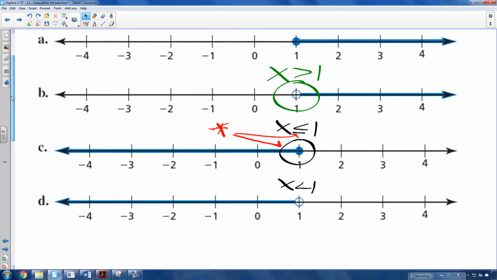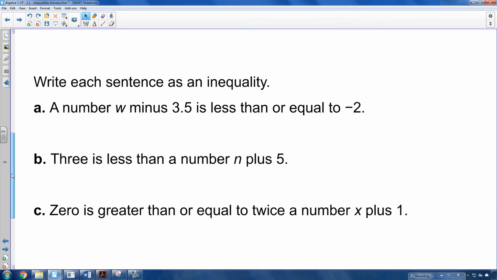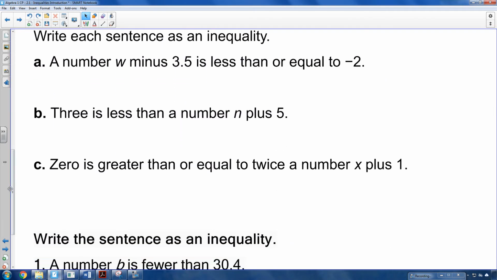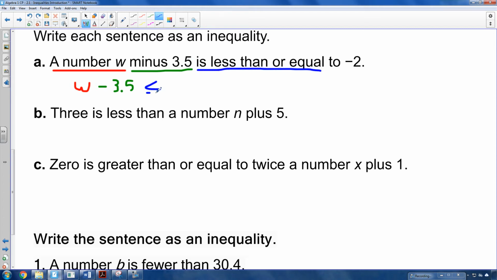Now, writing the sentences from words. A little more challenging, I would say, but not too bad if we just color code. So I'm going to color code the first one for you to show you how to do it. It's a number W, so I'm just going to write the number W. It's minus 3.5, so I'm just going to write minus 3.5. And then it says is less than or equal to, so I'm going to put the symbol less than or equal to. And then it says negative 2, so I'm going to put negative 2.